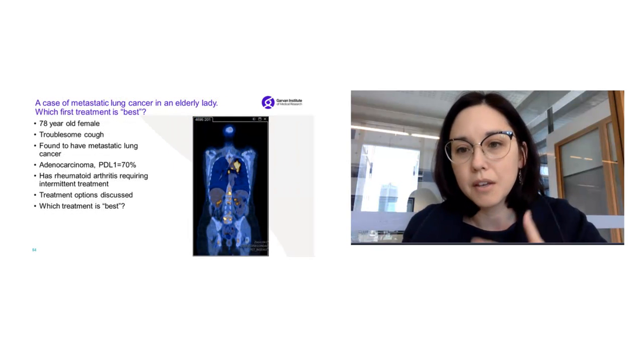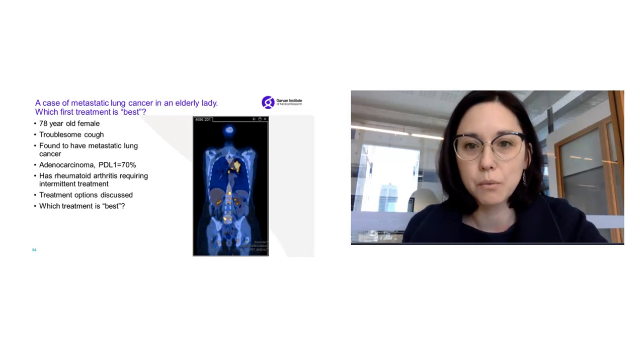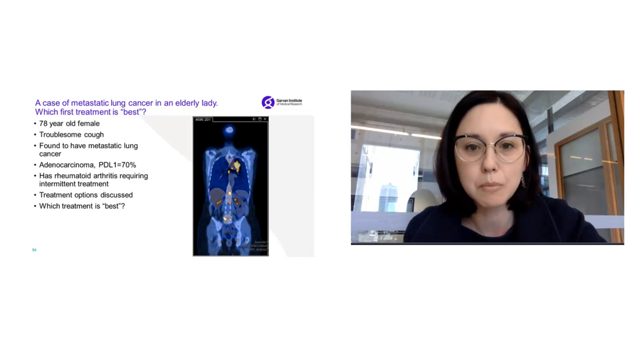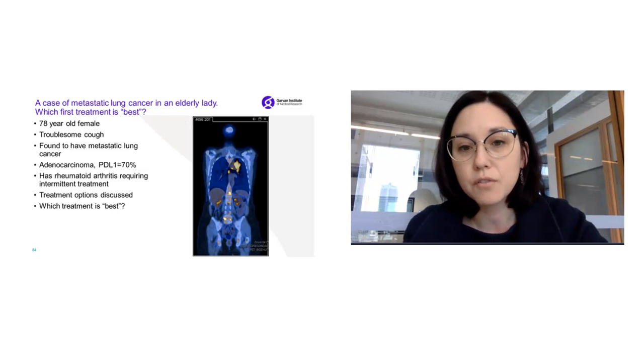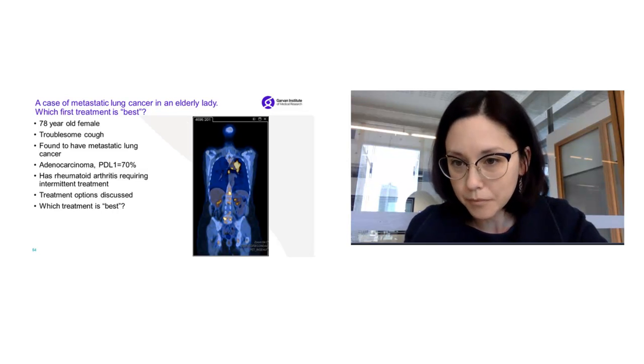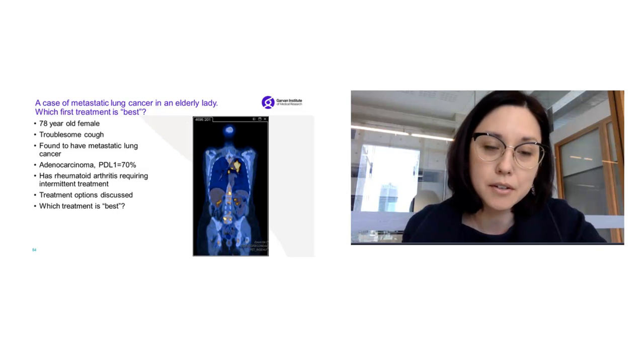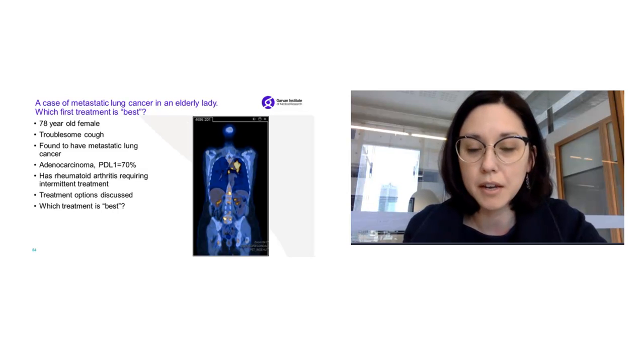So if we just start with a case to give you a feel of how this all might work, this is a very typical case: a 78-year-old female who presents to her GP with a troublesome cough. She's found to have metastatic lung cancer. You can see in that PET scan there's a large lung mass there with some bony metastases. She has an adenocarcinoma, one of the most common forms of lung cancer, with a PD-L1 expression of 70%.